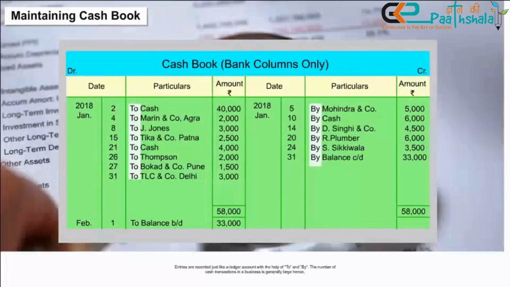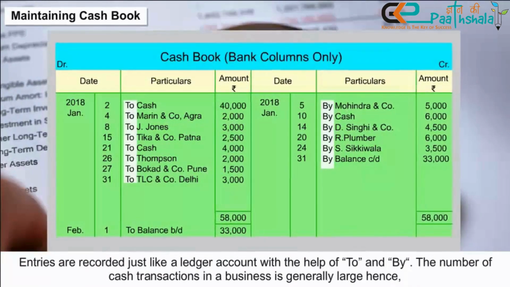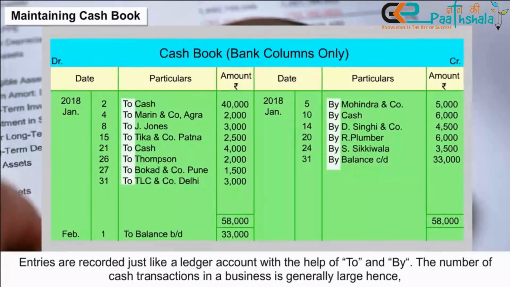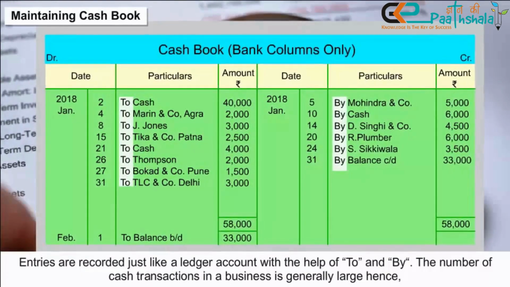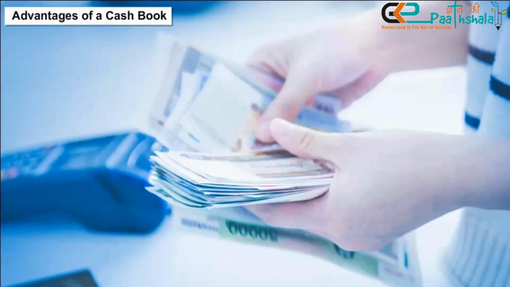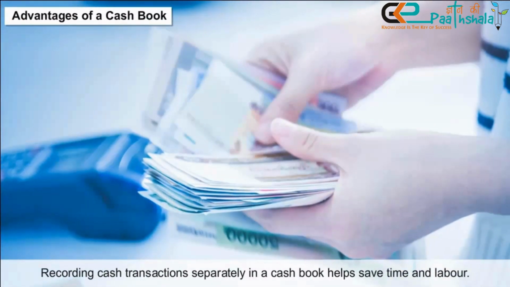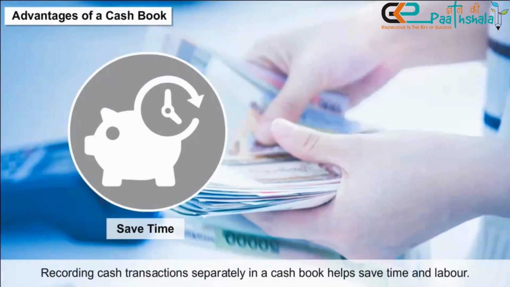Entries are recorded just like a ledger account with the help of To and By. The number of cash transactions in a business is generally large. Hence, it is convenient to have a separate cash book to record such transactions. Advantages of a cash book. Recording cash transactions separately in a cash book helps save time and labor.